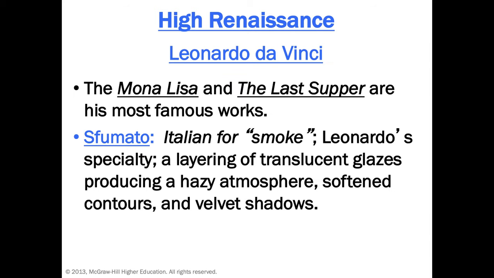Okay, so the Mona Lisa and Last Supper are his two most famous works. These are both paintings. Mona Lisa's an oil paint, and the Last Supper is a fresco. His technique, called sfumato, that's what he gets known for, has to do with glazes that you can now do with oil paints. So basically it's the oil with not much pigment in it, just a smidgen, to make a hazy atmosphere to soften everything.